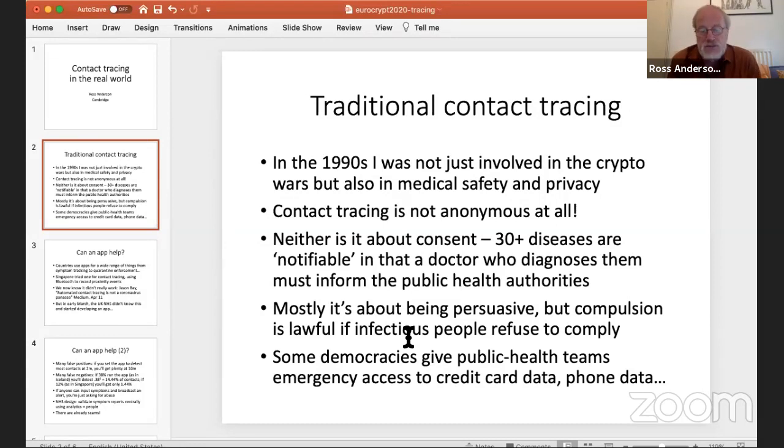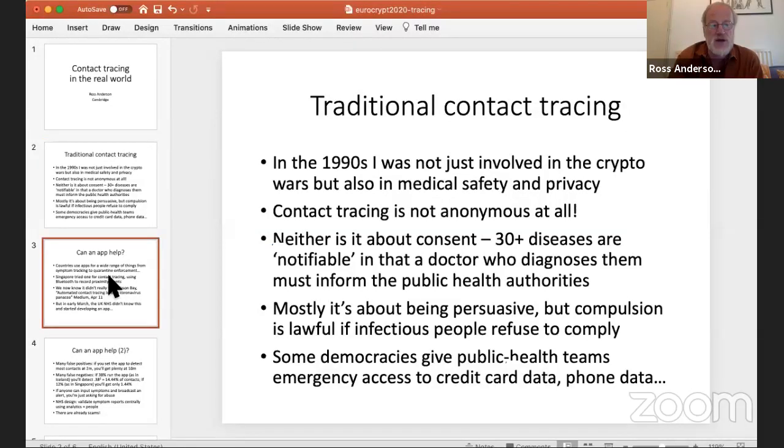If an infectious person refuses to comply, you can forcibly take them to a hospital. Now, the response of other democracies has tended to be driven by public health teams. In Taiwan, for example, they give their public health teams emergency access to credit card data, phone data, and so on, so that they can trace people quickly in an emergency. And this is perhaps good because it's explicitly an emergency power that vanishes as soon as the pandemic is over.